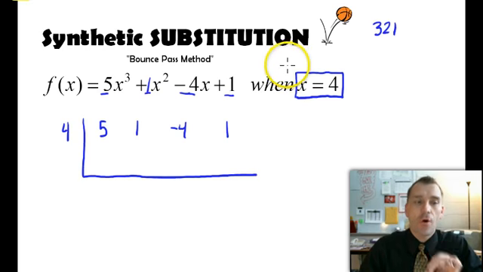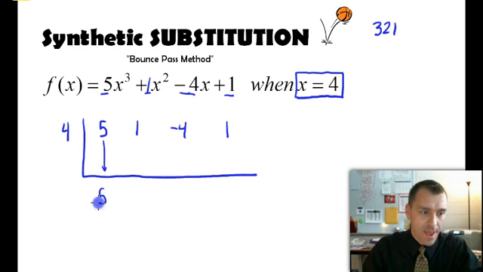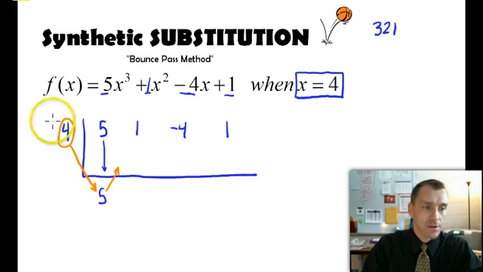Then, to start the whole bounce pass method, the very first thing that you do, the easiest step of all, is simply bring down this 5 and write it underneath the line. And now let the bounce pass begin. Here's what I mean by bounce pass. You're going to take this 4 and, look at that, I even made it look like a basketball. You're going to bounce it to this particular 5. What I mean by that is you're going to multiply the 4 by this 5 and bounce pass the product, the answer after you multiply these two, up above the line. So 4 times 5 happens to give me, yep, 20.